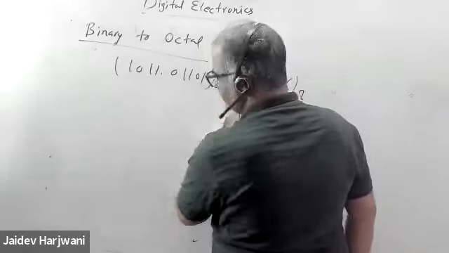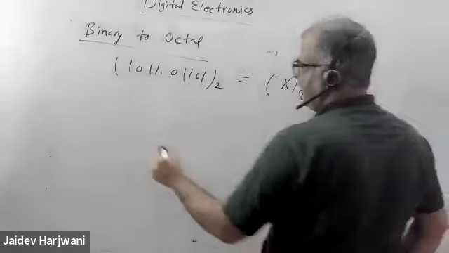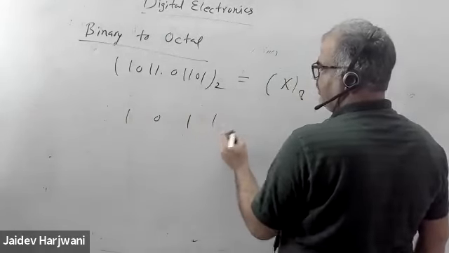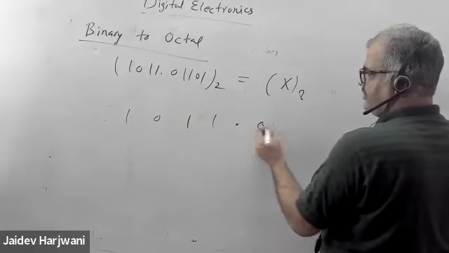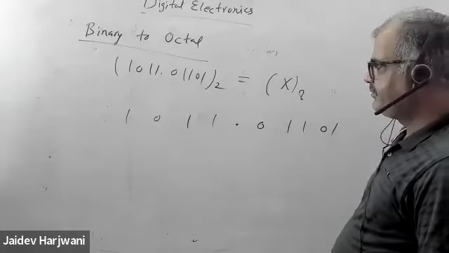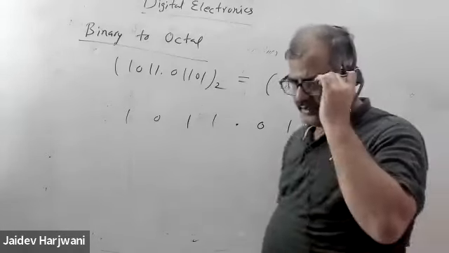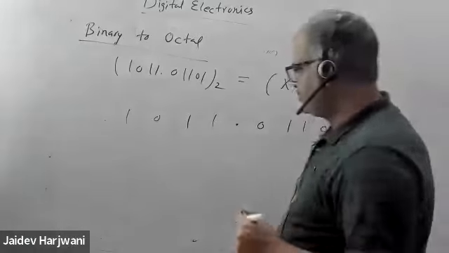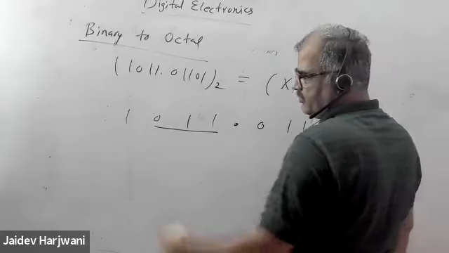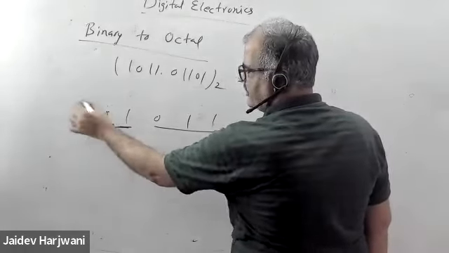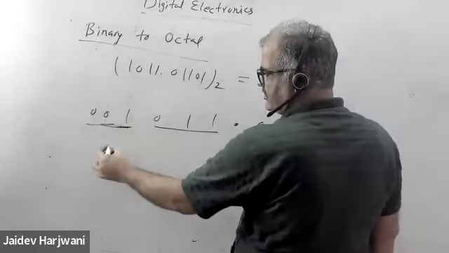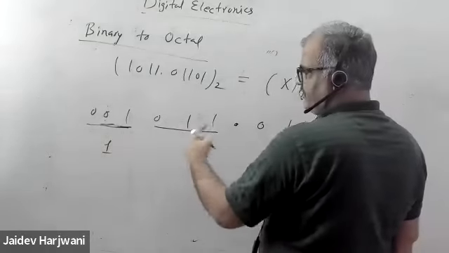Again, the conversion is very simple. You just need to write 1, 0, 1, 1. Again, 0.0, 1, 1, 0, 1. Now you make pairs of 3, because 3 binary digits make one octal digit. You start from the decimal point. Now you have only 1, you don't have any pair, so you make 0, 0 here. So you have 2 pairs now. So 0, 0, 1 is equivalent to what in the octal number system? It is 1. And 0, 1, 1 is equivalent to what? 3.